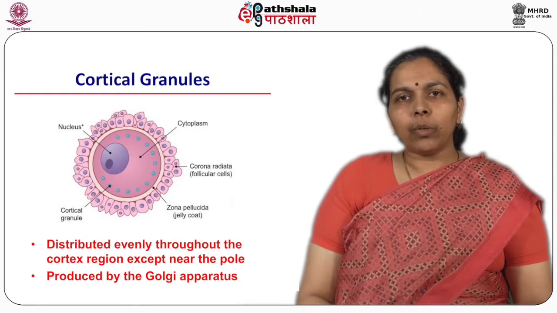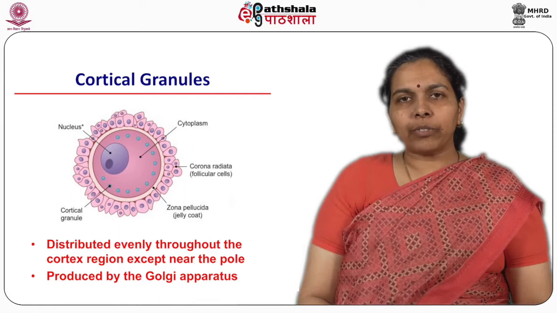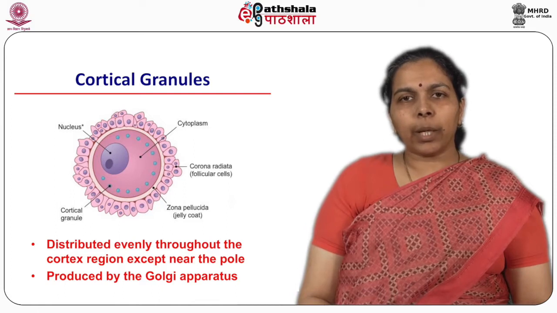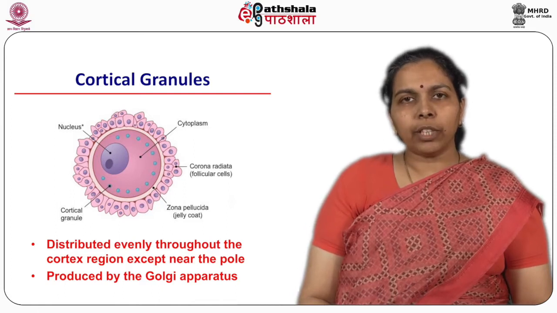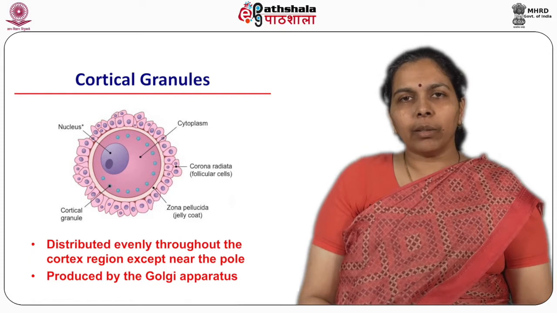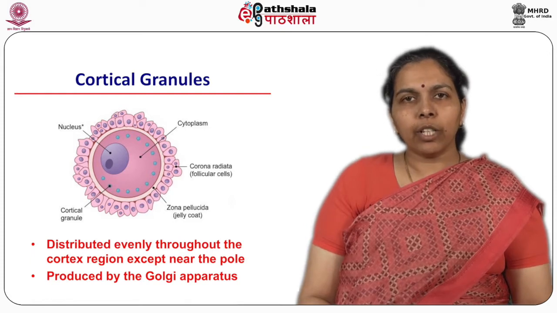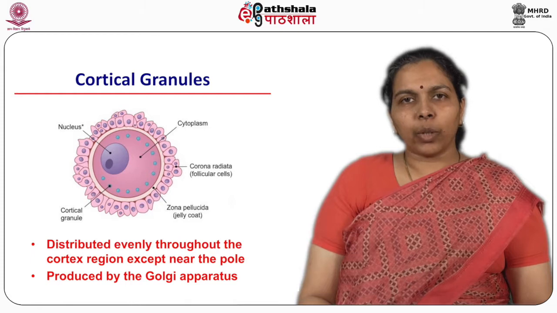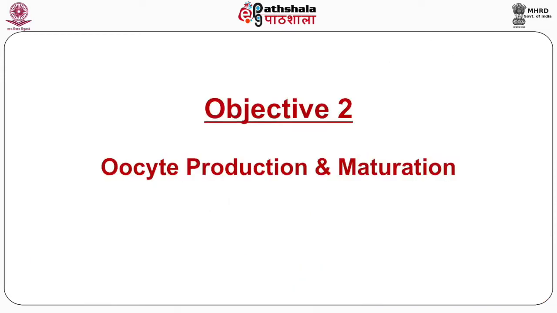The cortical granules are similar to the acrosome present on the sperm, that is, they are produced by the Golgi apparatus and they have many proteolytic enzymes which are required for the zona reaction. In the second part of this module, we will talk about how the oocytes are produced and how they mature.